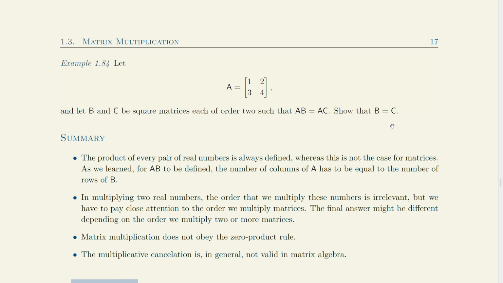I don't understand the question really. The question is this: in the previous example, I showed that AB equal to AC was not a good reason to conclude that B is C. But in this example, I am asking you, if A is this matrix, not the matrix in the previous example, and if I tell you that A times B is equal to A times C, then definitely B has to be equal to C in this case. Are we supposed to choose values for B and C? That is the content of the question.